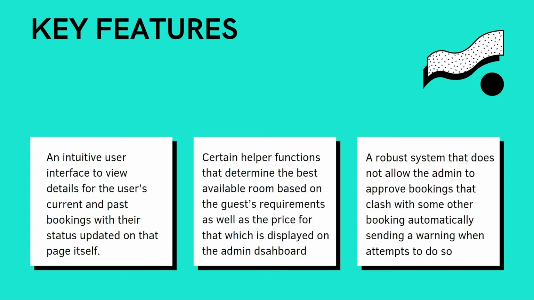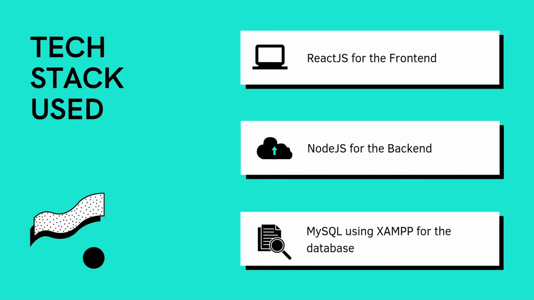Then there's a robust system that does not allow the admin to approve bookings which have clashes with other bookings. Again, the admin does not have to do anything regarding that. It will automatically give a warning message whenever he attempts to approve a booking that is clashing with some other booking.